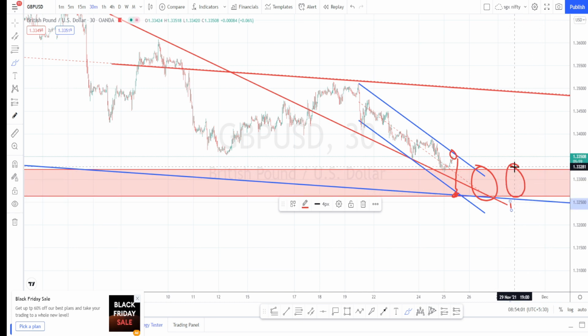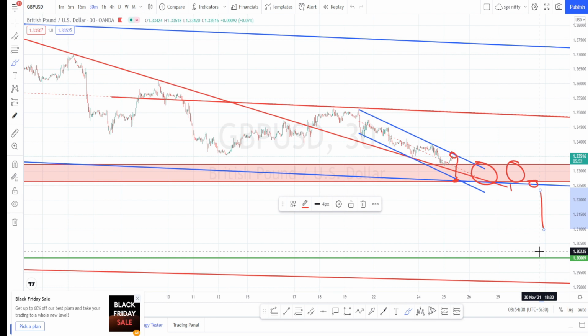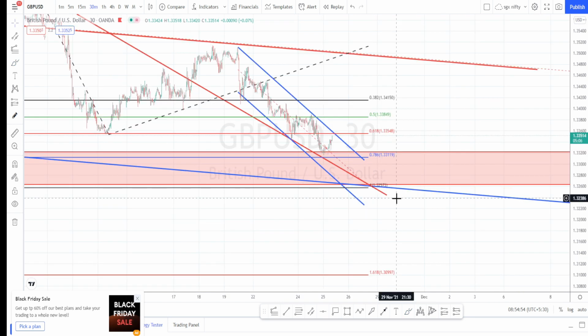But on the other hand, if it breaches this support line, we can expect a steep fall from here, and we can expect it to test this next level of support, which is around 1.300. Let us mark the trading ranges for today. Since we know that it is a range bound market and it is on the bearish side, we will mark the ranges in the bearish side.